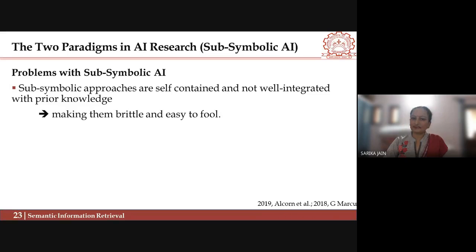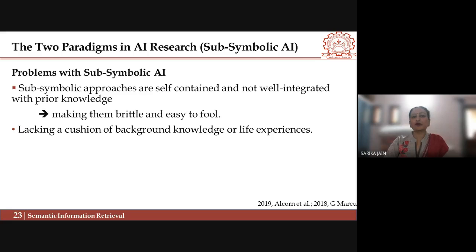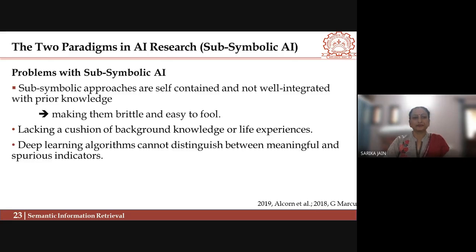Sub-symbolic approaches are self-contained. They are not well integrated with prior knowledge, and that makes them brittle and easy to fool. They search for correlations in data, rather than meaning. Machines blindly search for the strongest signals in a pile of data. They lack a cushion of background knowledge. They lack life experiences. Deep learning algorithms are not able to distinguish between meaningful and spurious indicators. What they do is blindly encode the world according to stats. They do not look for semantics.